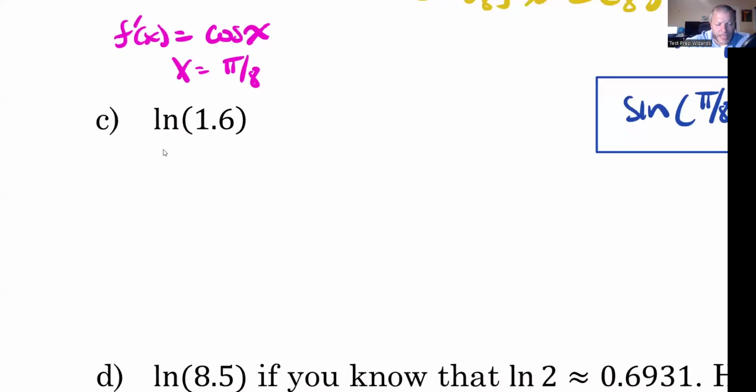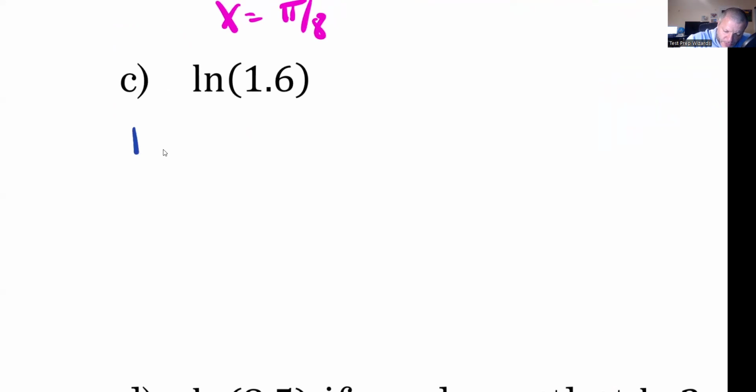Right? So we want to estimate the natural log of 1.6. So we need a function. So f of x is going to be natural log of x. We need a value close to 1.6 that we can take the natural log of.